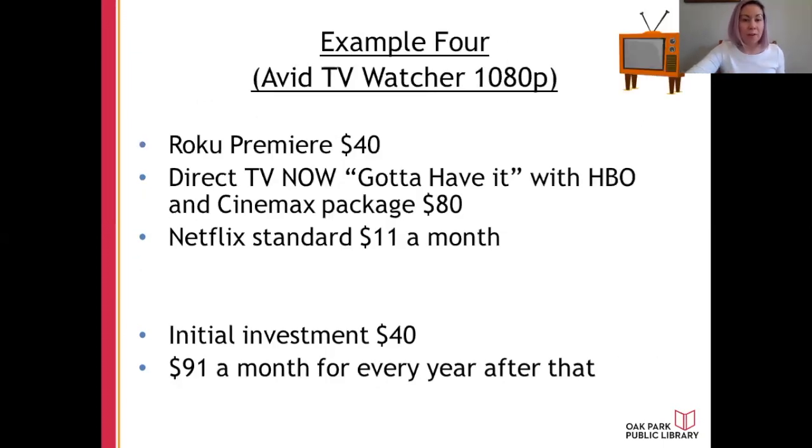Example 4, you're an avid TV watcher. So you get a Roku Premiere at $40. You get DirecTV Now Gotta Have It with the HBO package and Cinemax for $80, and then a Netflix subscription for $11 a month. Your initial investment is $40 and $91 a month every year after that. So depending on how much you actually watch, this is a good deal. Just again, compare it to how much you're already spending with your cable company.